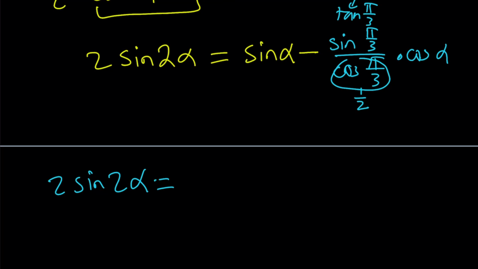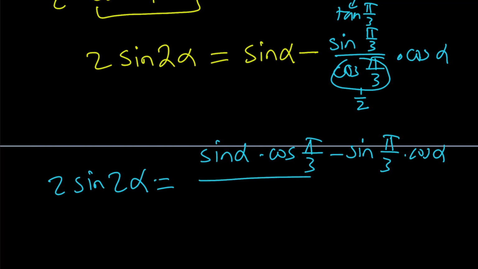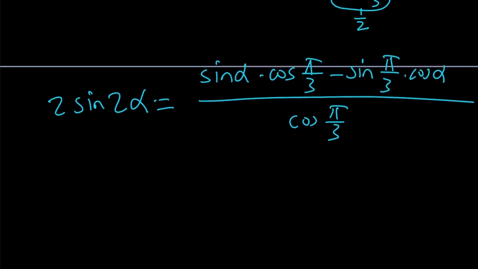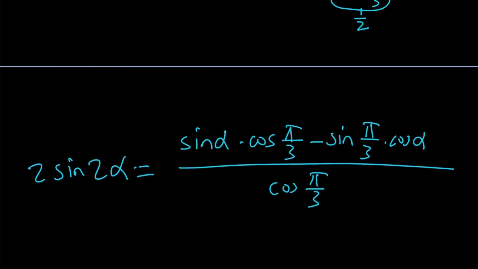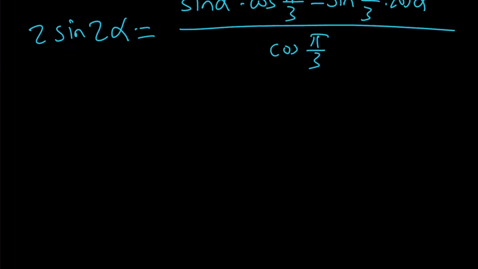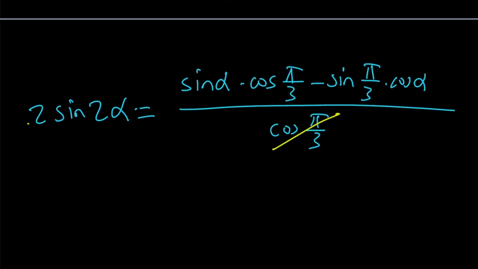Let's multiply by cosine pi over 3. So we get the following: sine alpha times cosine pi over 3 minus sine pi over 3 times cosine alpha, over cosine pi over 3, which is 1/2. Now, I'll show you how that cancels out, but let's move this a little bit so it doesn't cut off. Let's put it here. It's going to look nicer. Now, we're going to do the following. Cosine pi over 3 is 1/2. When you multiply these, you're going to get 1.